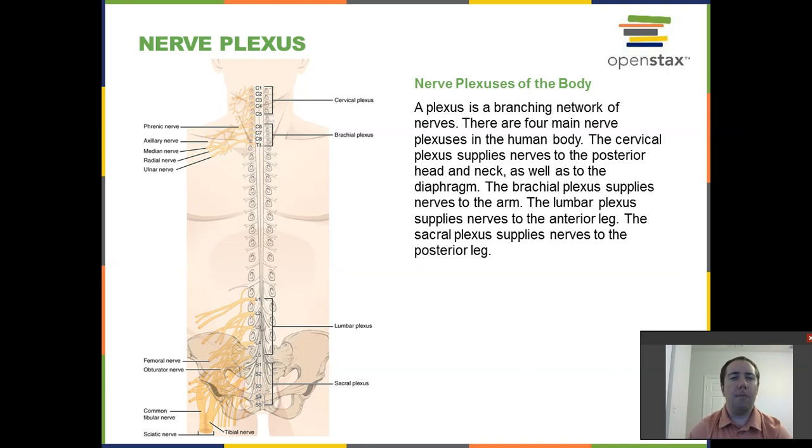We move down to the brachial plexus. Remember, the brachial region was your armpit. So the brachial plexus is going to control primarily your arm. The lumbar plexus is going to be nerves coming out controlling the front part of your leg, and then the sacral plexus controls the back or the posterior part of your leg.